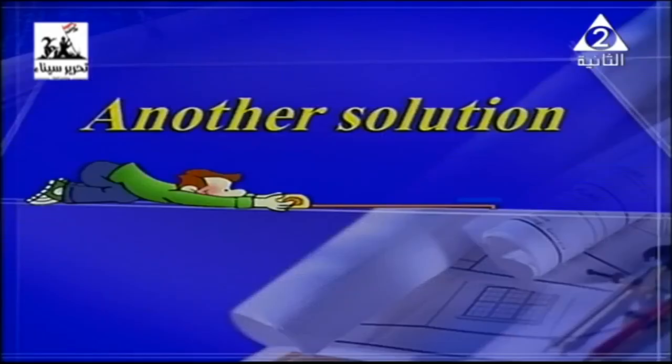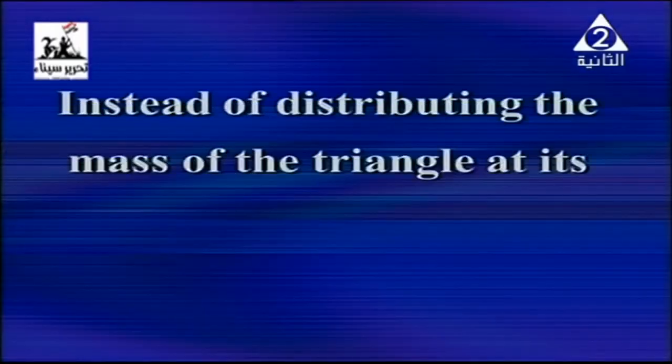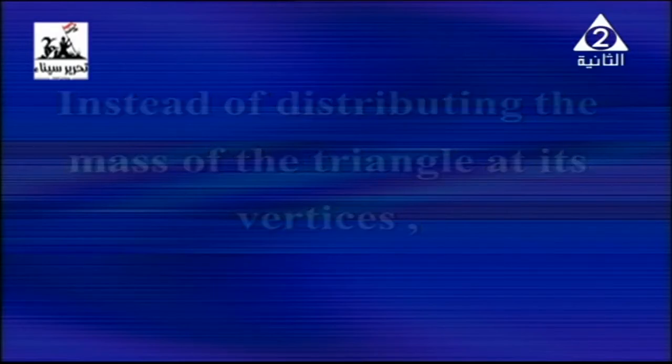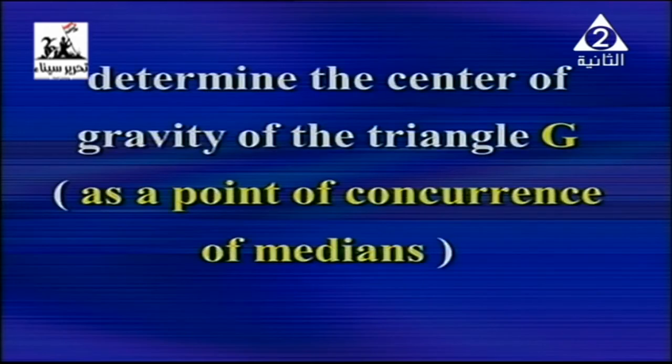Dear student, look at another solution of this important example. Another solution. Instead of distributing the mass of the triangle at its vertices, determine the center of gravity of the triangle G as the point of concurrence of its medians. What is the point of concurrence of the medians? The point of concurrence of the medians divides each median in the ratio 2 to 1 from the vertex, or 1 to 2 from the base.